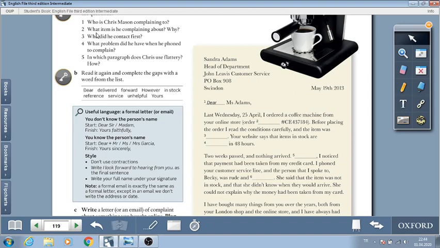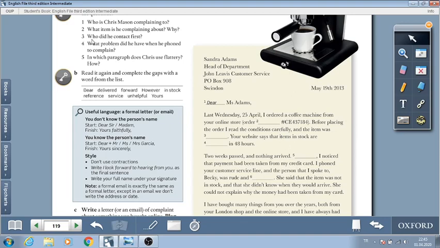And second question, what item is he complaining about and why? Yes, as you see here, he is complaining about a coffee machine. He ordered it 2 weeks ago and it still hasn't arrived yet, but the payment has been taken from his credit card.